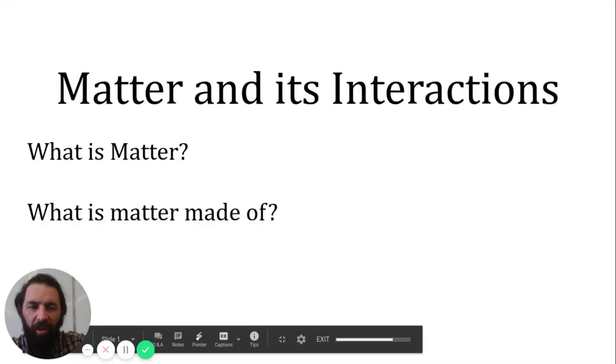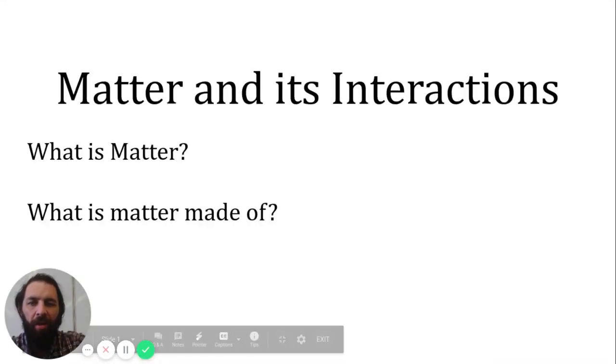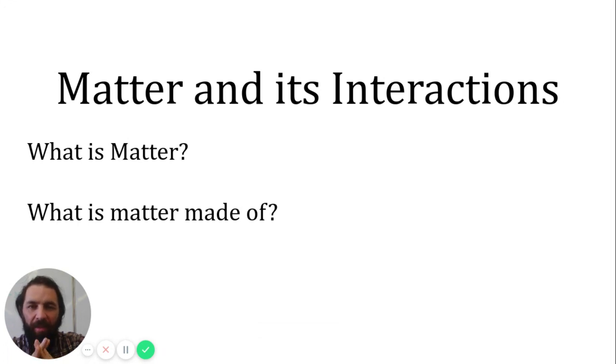So we've already talked a little bit about atoms and a little bit about matter, and today we're going to dig in more with it. So our goals for today are to really dig into this: what is matter and what is matter made of, to get us more into this matter and its interactions unit.